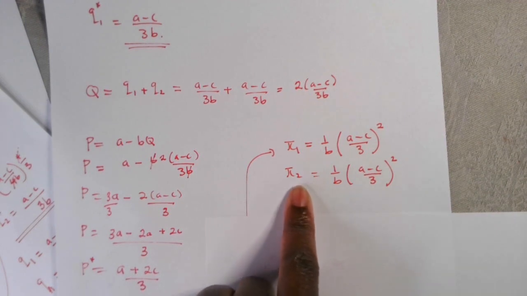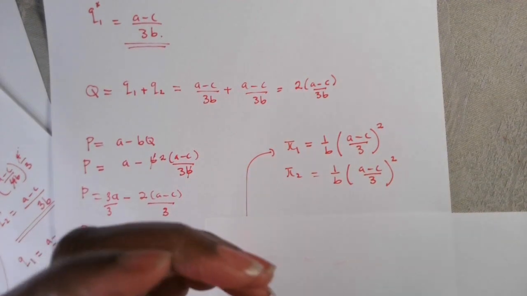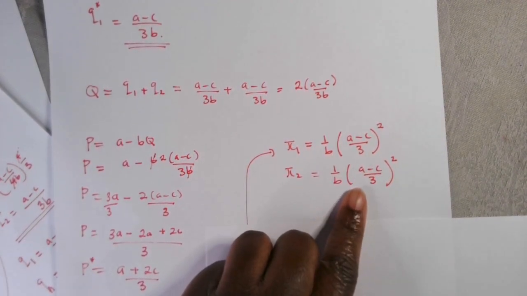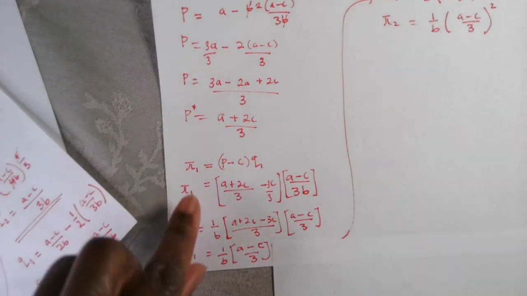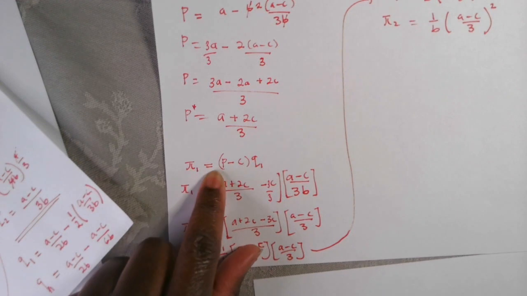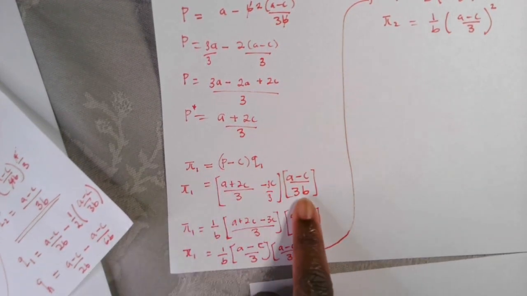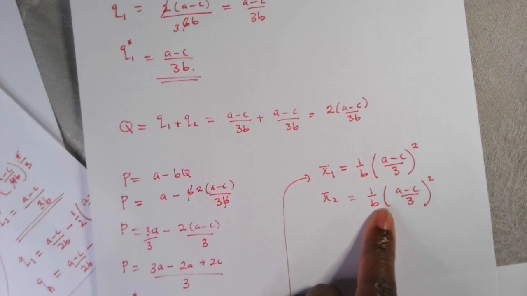Now, the optimal profit for firm 2 is going to be similar, and I will leave you to work through that. You have to go back to this part and just do pi 2. Optimal profit for firm 2 equals P minus c times q2. And you see that q2 will be the same as this one, and so your answer should be that. I hope this helps you.